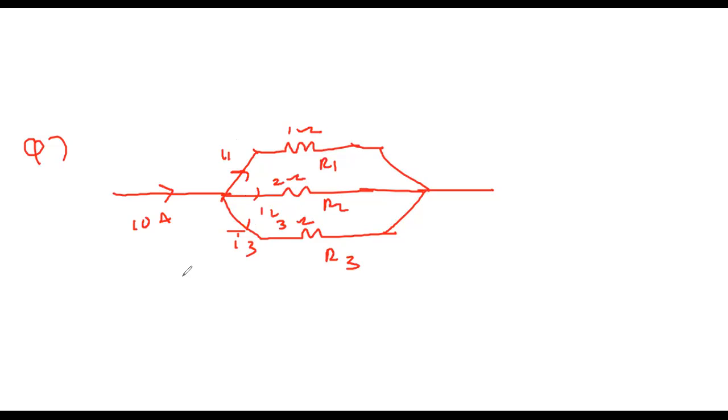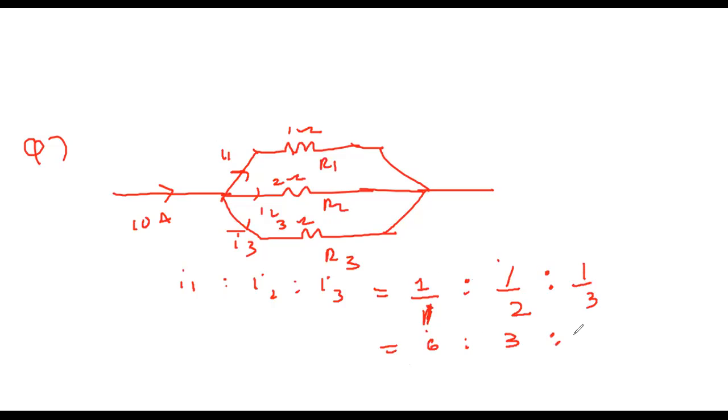Voltage. So I1 is to I2 is to I3 is V upon R1, V upon R2, V upon R3. Correct? Yes, sir. Throughout that V you can divide, so it will be 1 upon R1, that is 1, is to 1 upon 2, is to 1 upon 3, because in ratio the V will get cancelled. Multiply throughout by the product of 1, 2, 3, that is 6. So this will be 6 is to 3 is to 2.